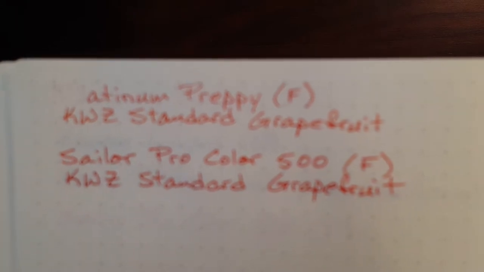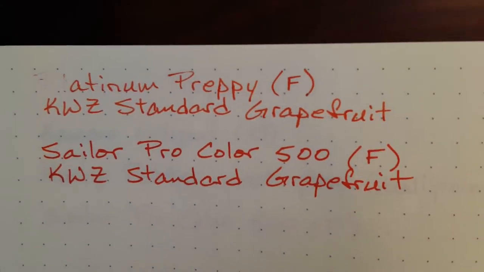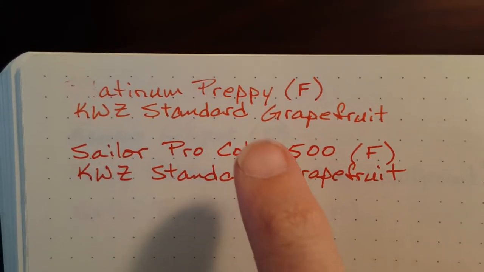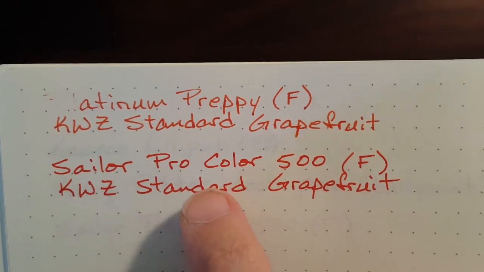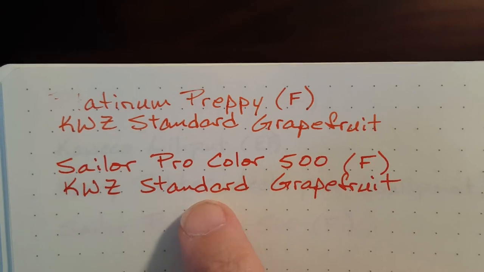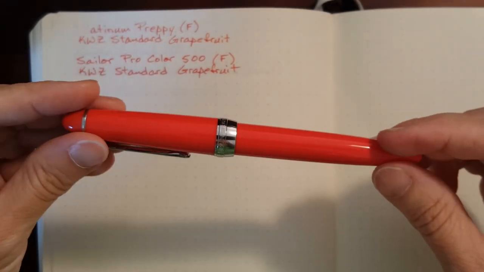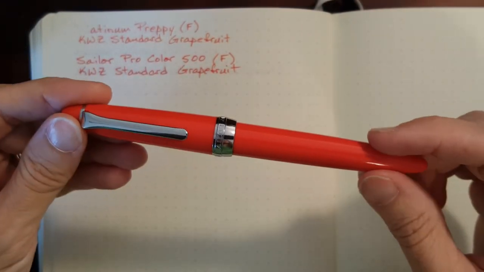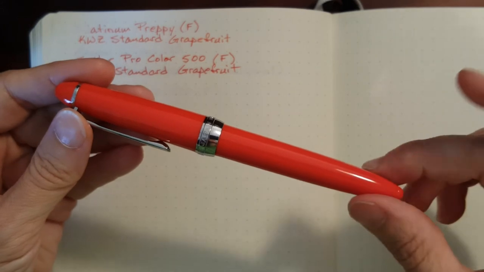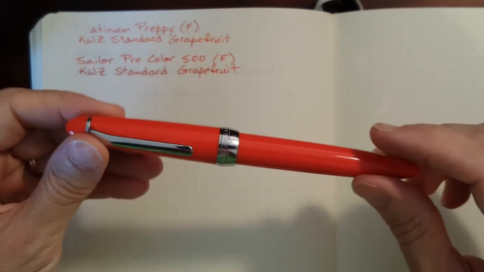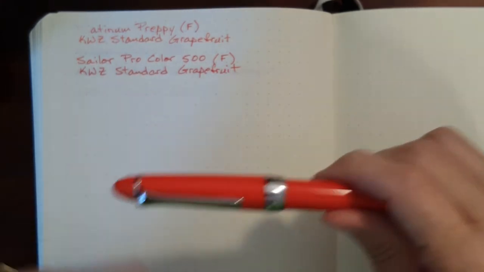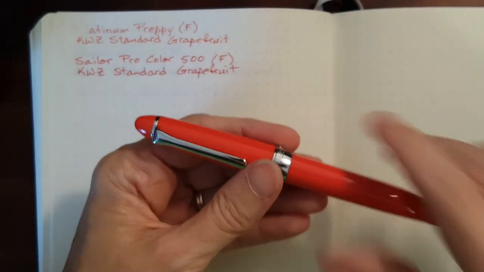Now, I like how this is looking. In the Platinum, it looks a little more orange. I really like how this looks, though, in the Sailor. It's more reddish orange, and it just really matches the pen. The pen itself is reddish orange. It doesn't look quite true to color in my viewfinder, but I really like how these two look together. I think this is going to be nice.